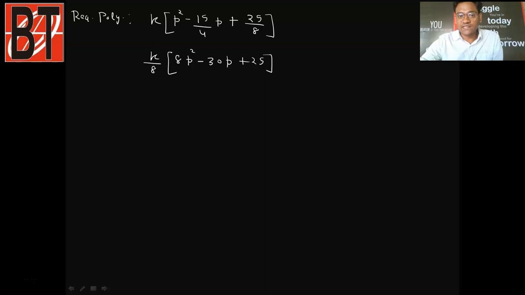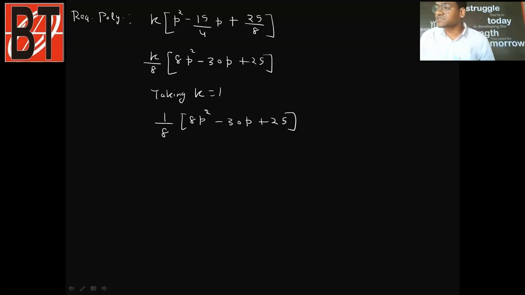Okay, the 8 that came as the LCM I took under k. Now taking the real number k as 1, you can write the expression for the polynomial as 1 upon 8 into (8p square minus 30p plus 25), and that's your final answer. Students, I hope these things are clear to you. If you take the value of k as 8, then 8 by 8 becomes 1, and our expression becomes 8p square minus 30p plus 25. That is also correct. Now it's up to you, you can take any value of k as a real number.